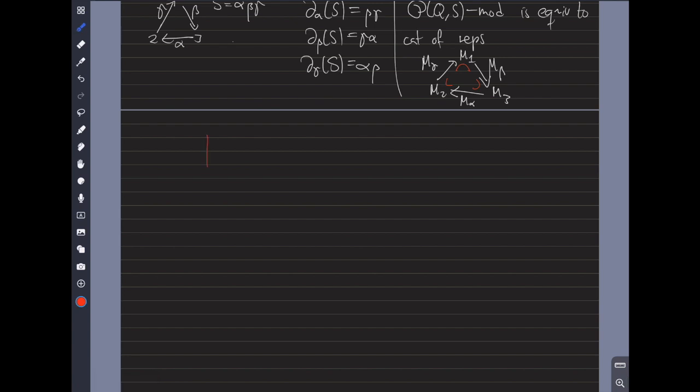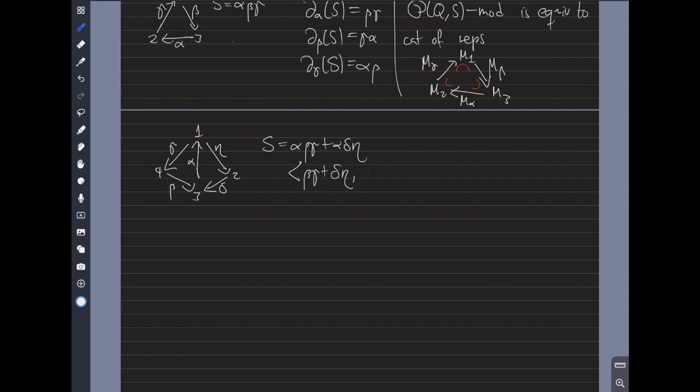Another example, let me write, this is another typical example. The vertices 1, 2, 3, 4, and the arrows alpha, beta, gamma, delta, eta. Then take S equal to alpha beta gamma plus alpha delta eta. Then the cyclic derivative with respect to alpha is of course beta gamma plus delta eta, because alpha appears in those two paths, and we said that it's a linear extension.